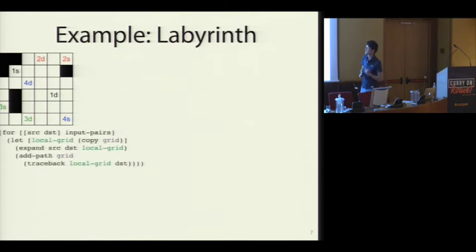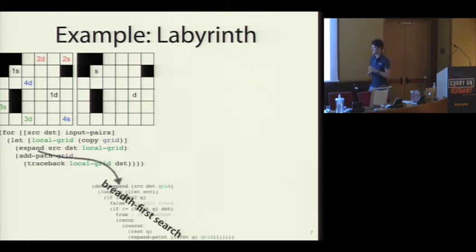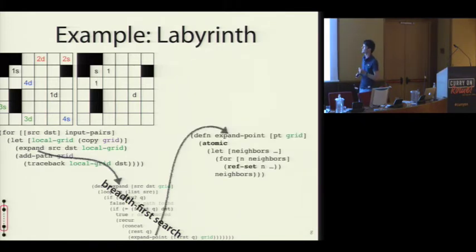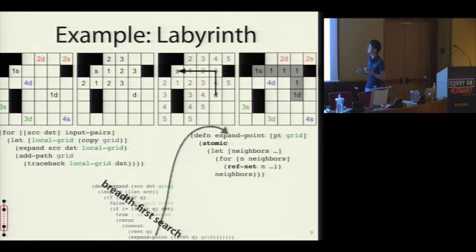This program looks as follows. So for each of the points in the input, first we create a copy of the grid, and then we do an expansion from the source point to the destination point through this grid. And this expansion happens using a breadth-first search algorithm. So this algorithm will expand each point and write the costs to its neighbors. And this write happens using a ref set. So this continues until eventually the destination point is reached. And at that point, this trace back function will trace back a path from the destination back to the source. And then the add path function will write this path to the shared grid.